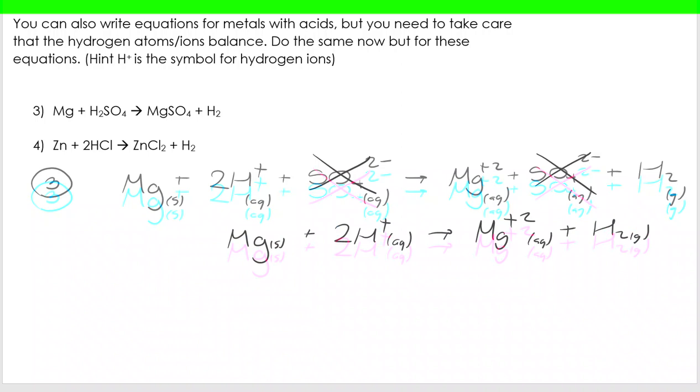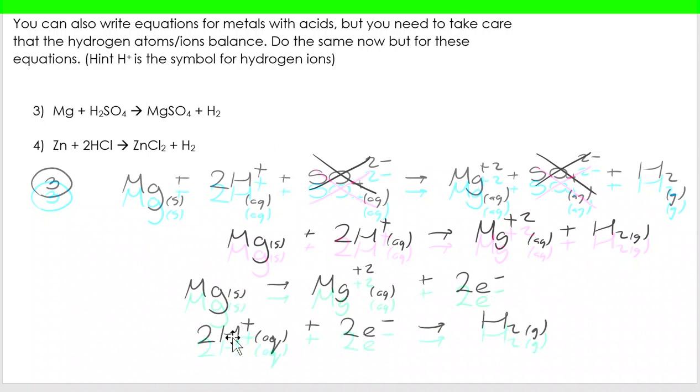I'm now going to break it down into two half equations. My Mg goes to Mg2+ plus 2e-. The magnesium has been oxidized. And my hydrogen ions, 2H+, have gained electrons to become H2. So the hydrogen ions have been reduced.